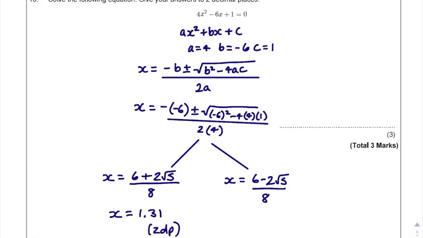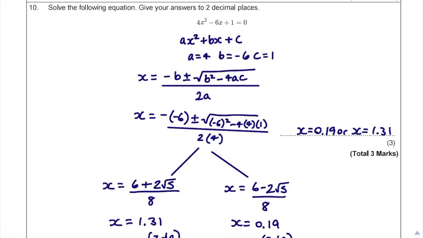And if we work out that second value of x, we're going to get 0.19 to 2 decimal places. So x equals 0.19 or x equals 1.31. That is our final answer for question 10.